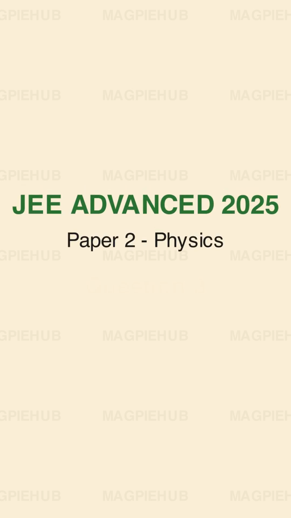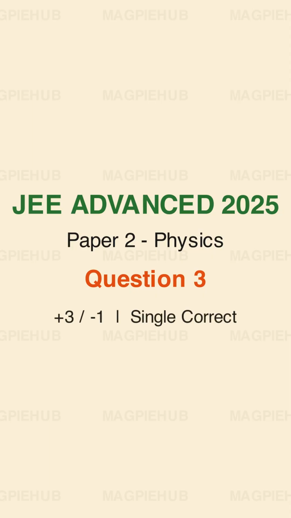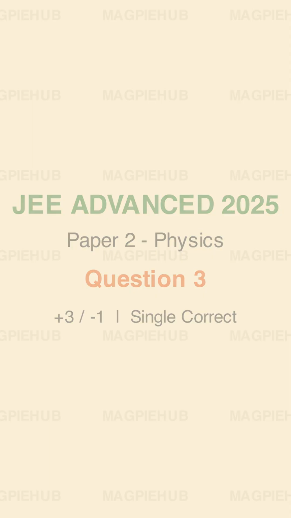JEE Advanced 2025, Paper 2, Physics, Question 3. This is a single correct answer question worth plus 3 marks, with -1 for wrong answer. Let us look at the setup.